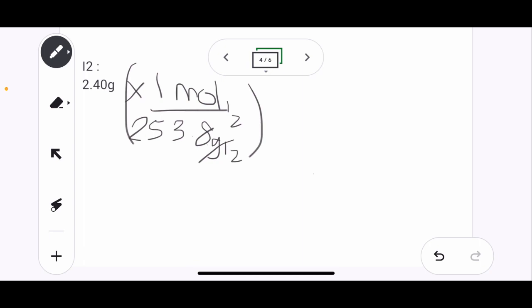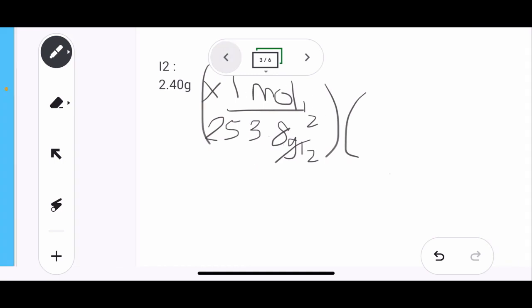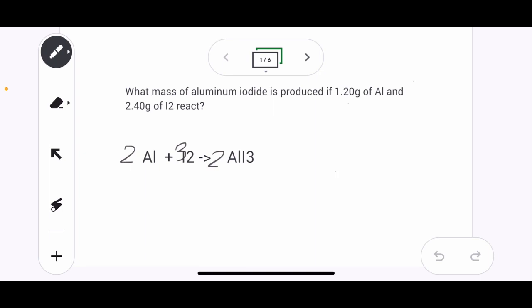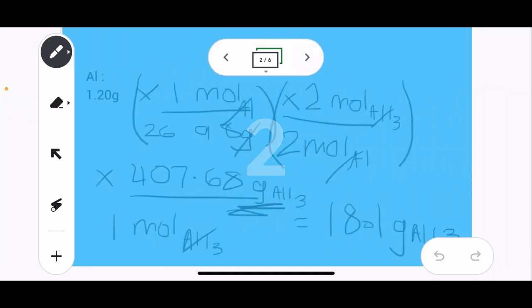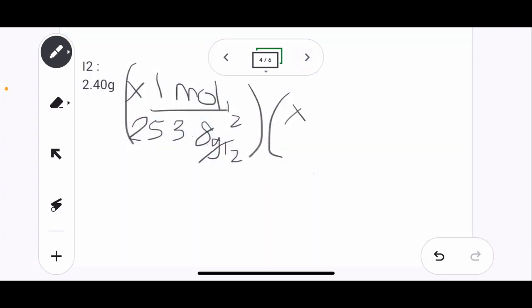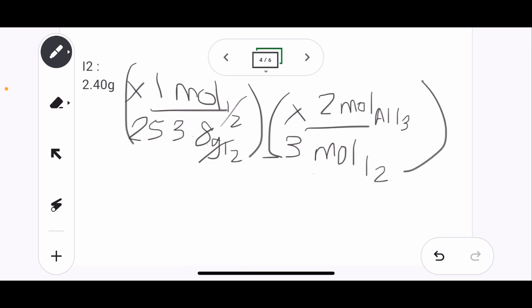And then we're going to use the mole ratio again. If we go back to the equation where we balanced it, the moles of iodine in the equation is 3, so it's a 3:2 ratio. So we're going to do times 2 moles of aluminum iodide, because we want to go into the moles of aluminum iodide and we want to get rid of the moles of iodine. So 3 moles of iodine. And now the moles are cancelled out, so we are no longer in that unit.